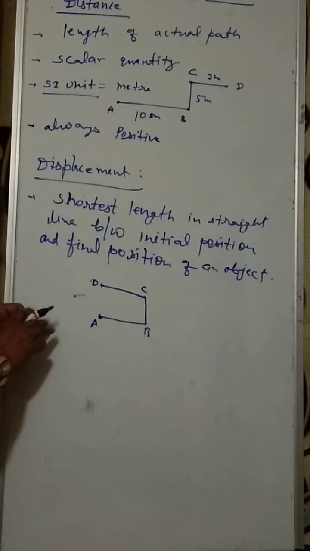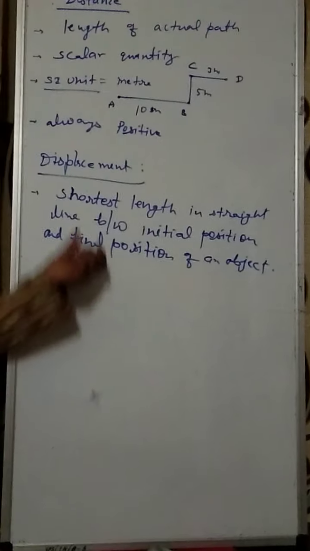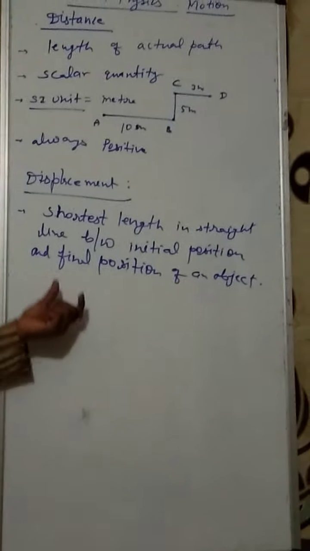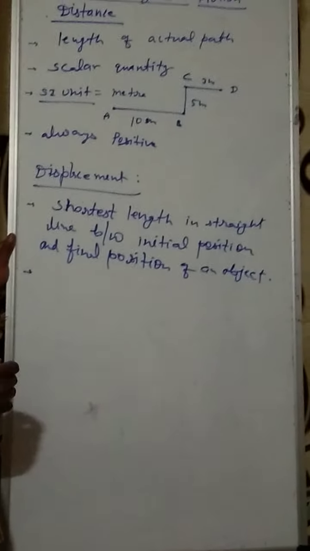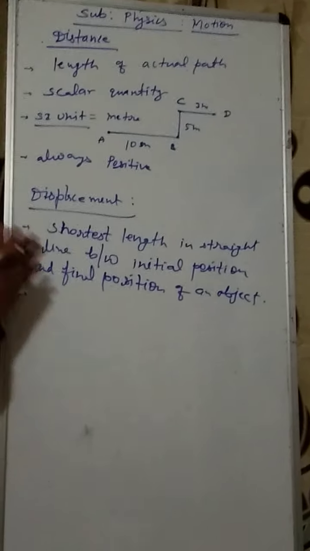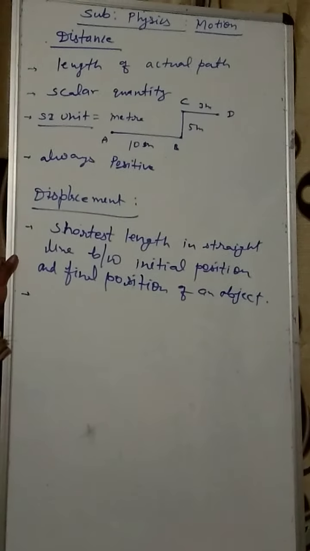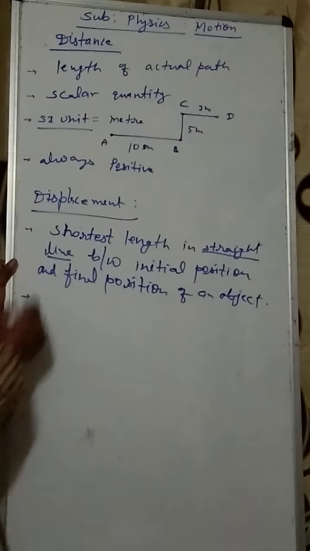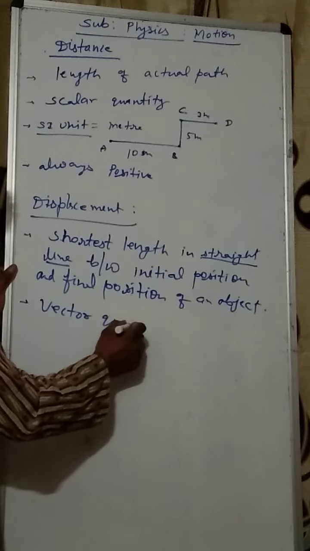Again I am telling you, I will take one example for explaining both distance and displacement. One thing here about scalar and vector. As I have told you, it depends only on the initial and final position. It means it is always in a particular direction. The direction is always the straight line direction. That's why it is a vector quantity.